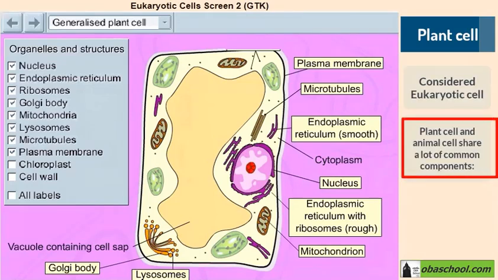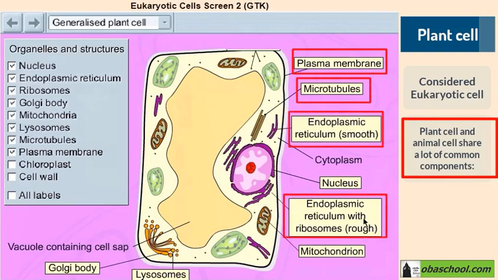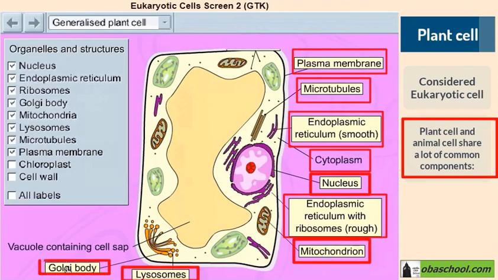Usually, plant cells and animal cells share a lot of common components, like the plasma membrane, microtubules, rough endoplasmic reticulum, and the smooth endoplasmic reticulum, cytoplasm, nucleus, mitochondria, lysosomes, and the Golgi body.